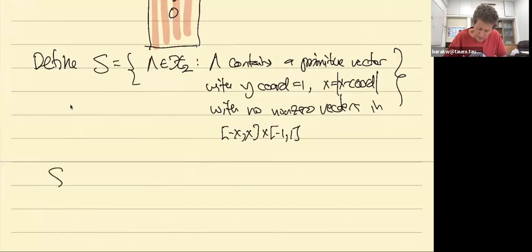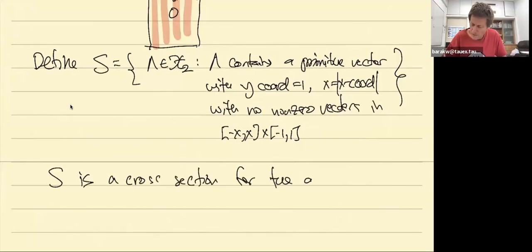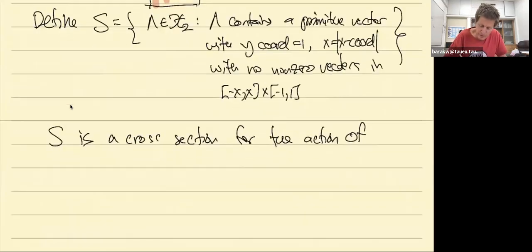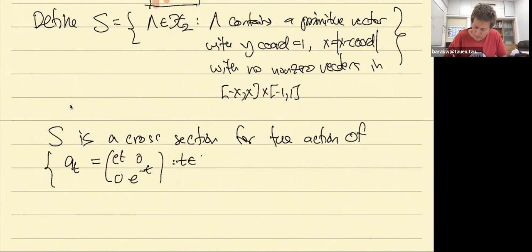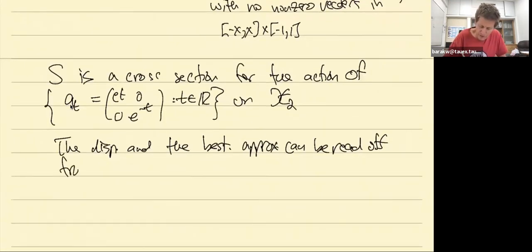If somebody has a question, they can ask. I'll just repeat very quickly. So curly S now is a cross section for the action of AT, where AT is the diagonal group, on the space of lattices in 2 dimensions. And the displacements and the best approximations can be read off from the return times to this cross section.